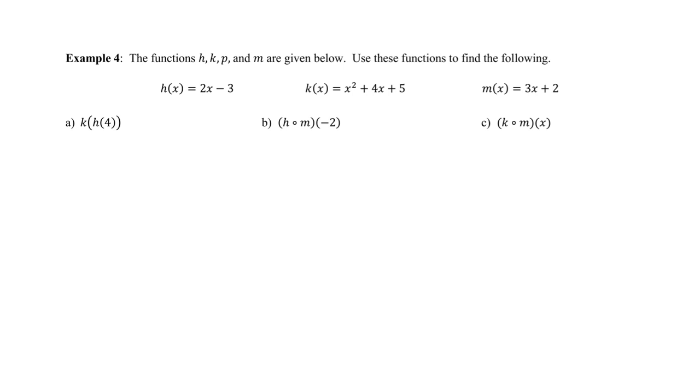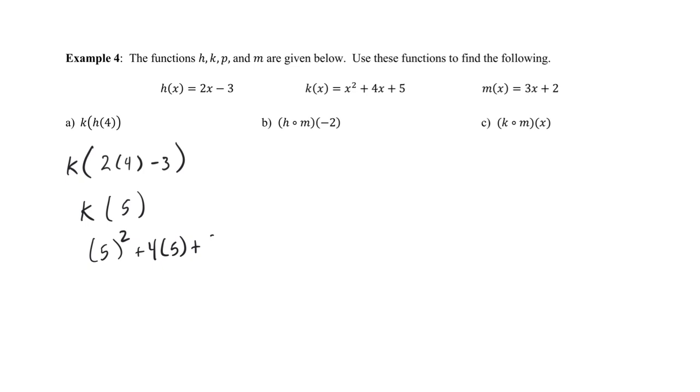All right, so let's see what we got going on. So the first one I'm going to do is I want to go to the h function, right? So I'm going to put my k down. My h function is 2 times x, but I'm going to put a 4 there, minus 3. Well, 2 times 4 is 8, minus 3 is 5. And then if I go to the k function, I got 5 squared plus 4 times 5. Notice I'm just taking out the x's and putting in the input from the last function. And a little bit of math gives us 50.